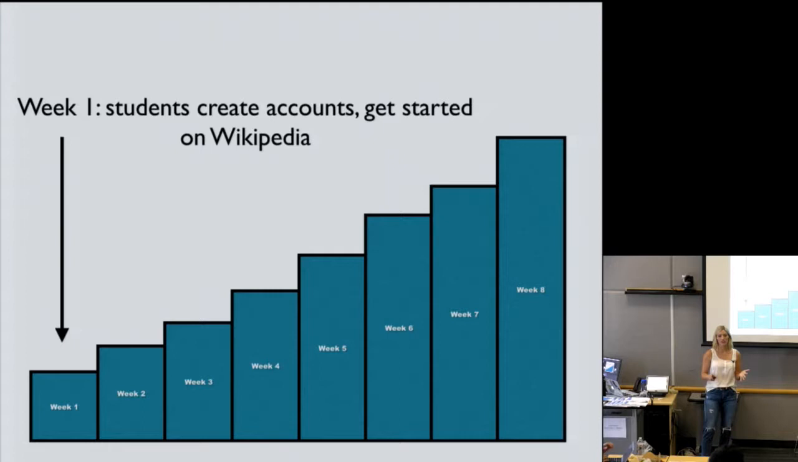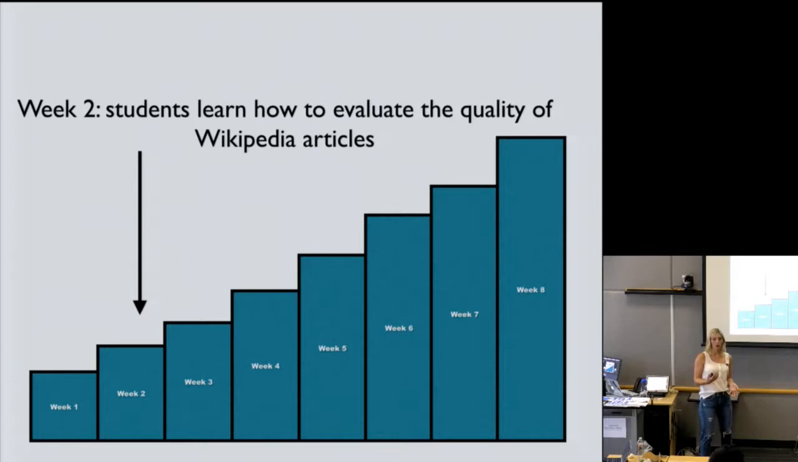The students create their accounts, they take the introductory trainings in the first assignment. On the second assignment, they learn how to evaluate the quality of a Wikipedia article. Like I discussed, we can either pre-select a list of topics on Wikipedia that are relevant to your course.